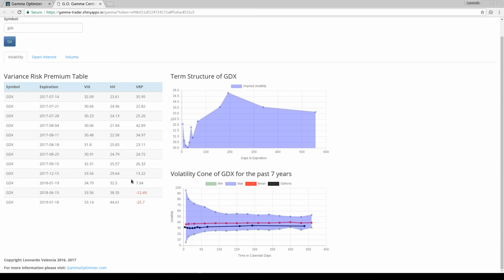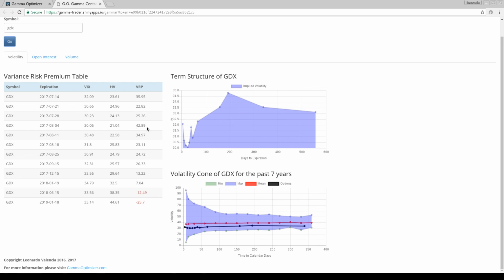So that you have it, the variance risk premium table is also very useful to pick dates that are expensive or cheap. Like, why would you pick an expensive date as, for instance, this one in August 4? This is incredibly expensive.